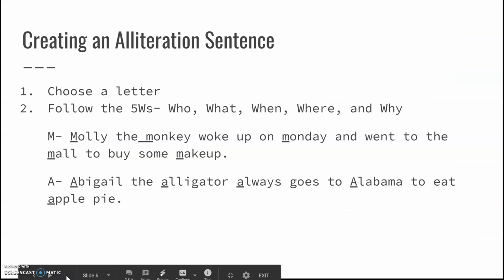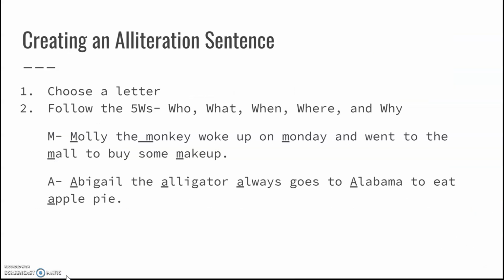Now we can create our own alliteration sentence. First, we need to choose a letter. Then we need to follow the 5 W's: who, what, when, where, and why. The letter I have chosen for us today is M. I will read our example sentence first. Molly the monkey woke up on Monday and went to the mall to buy some makeup.